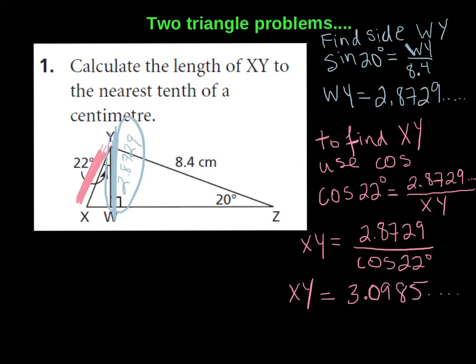3.0985... So I just want you to notice that you needed a value that you previously calculated right here in order to figure out the next thing. And that's the reason why I don't want you to delete that number from your calculator, because if we don't round at this point, we maintain more accuracy. So let's just write in our rounded answer. So XY equals 3.1 centimeters long. Okay?